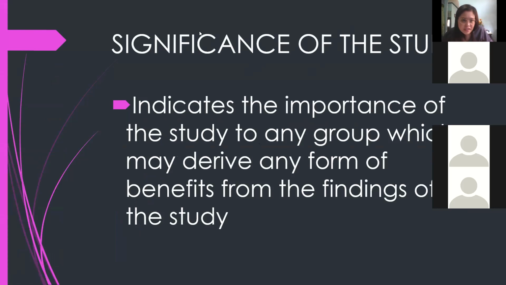significance of the study. So the significance of the study will indicate the importance of your study to any group which may derive any form of benefits from the findings of the study. This one is a very important part of the introduction because this is where you establish the importance of your study. So dili banggod ang isa ka element sa research, di ba, is dapat beneficial siya.